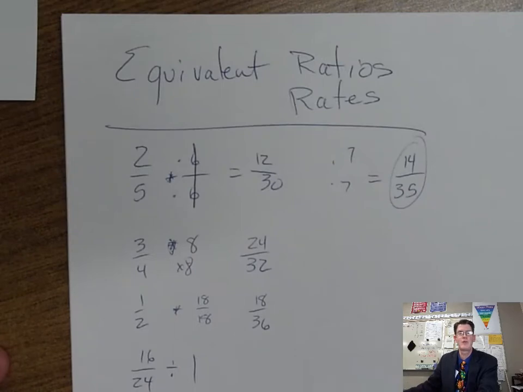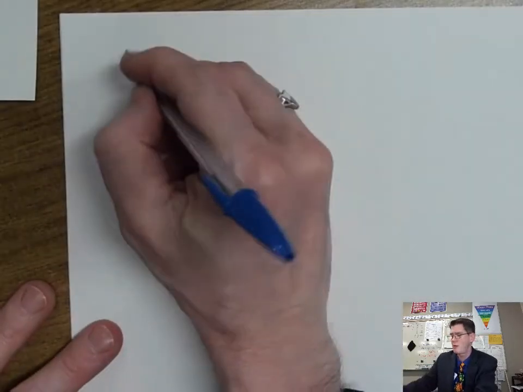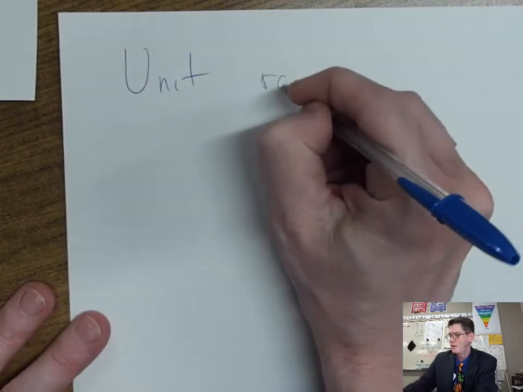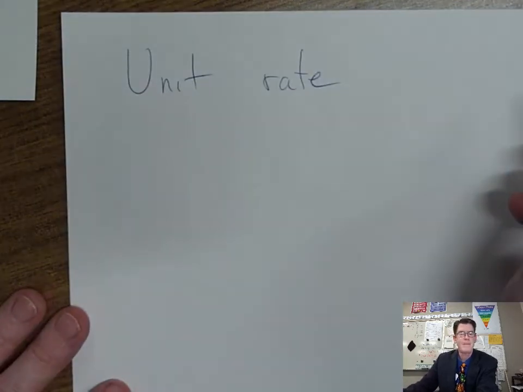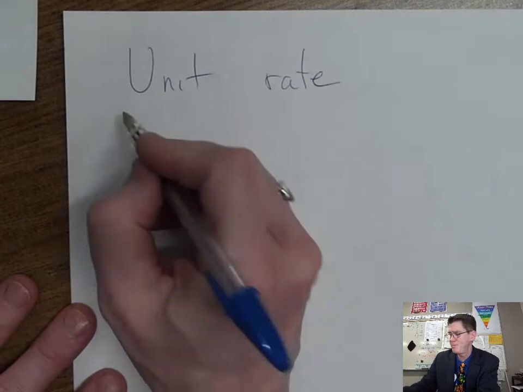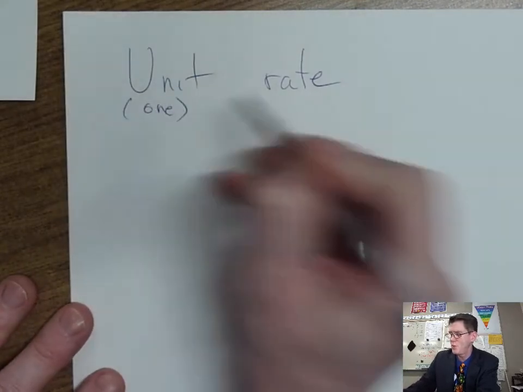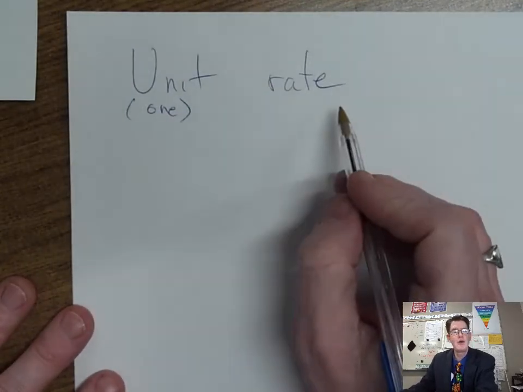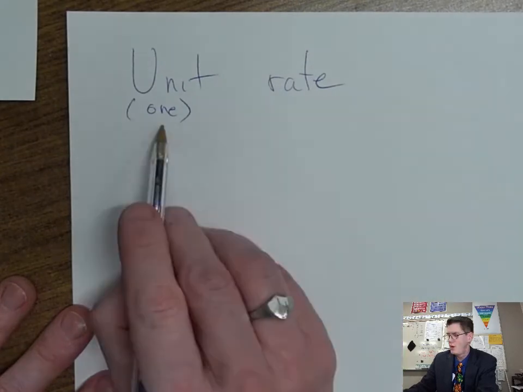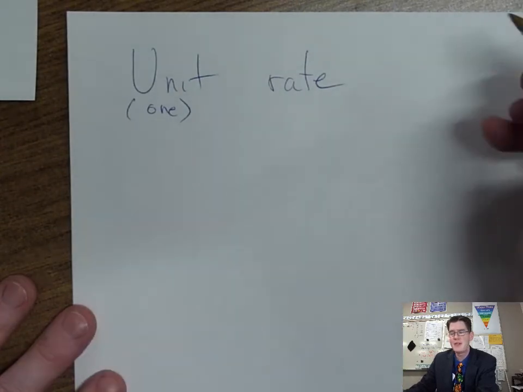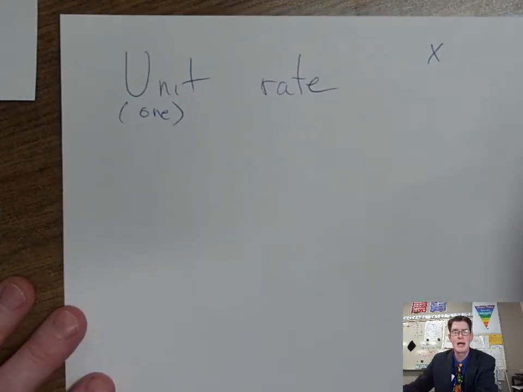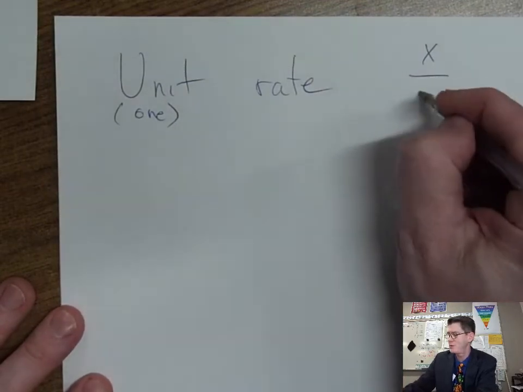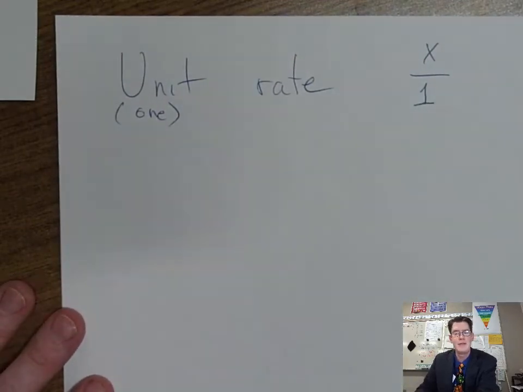Okay, so that's equivalent ratios. Now we're going to talk about a specific kind of equivalent ratio. We're going to talk about what's called a unit rate. And a unit rate is simply, unit just means 1. A unit rate is simply a rate or a ratio where 1 is in the denominator. So any number can be on top. We're talking about variables now. And 1 is in the denominator. That's all a unit rate is.